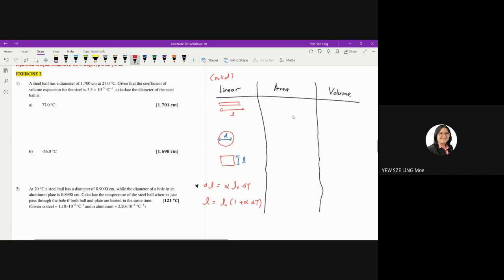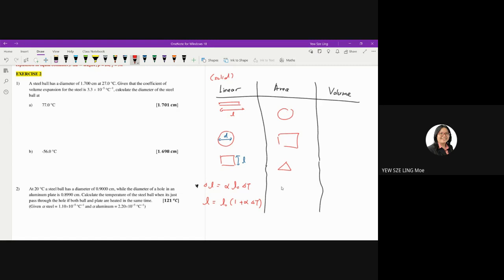So when it comes to the surface area, obviously you're going to look at the whole area of the object. It could be a square surface, it could be a circle, it could be a triangle, maybe. All these are area. So you look at it as a whole. You're not looking at the diameter anymore. You're not looking at the length of the side anymore. You're looking at the whole object.